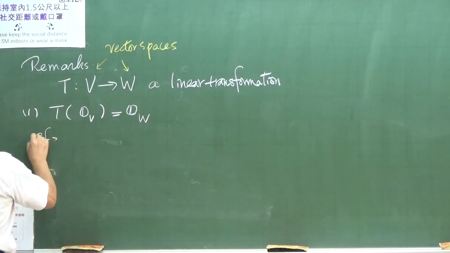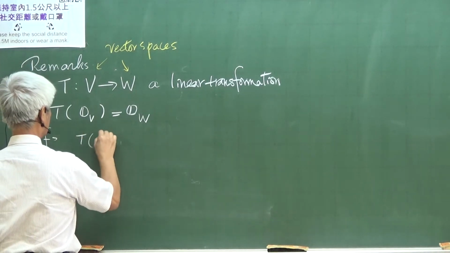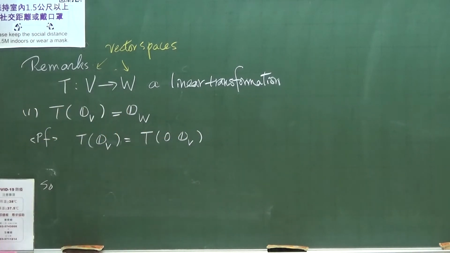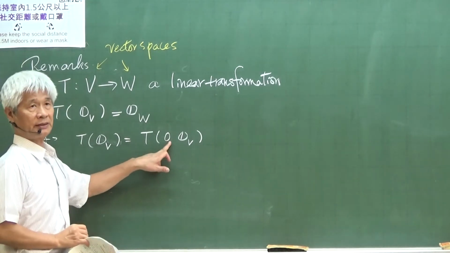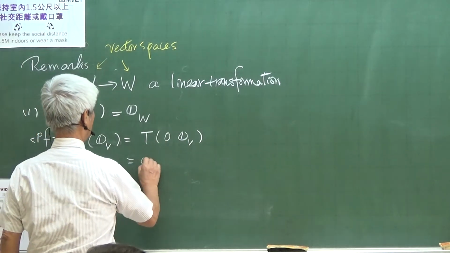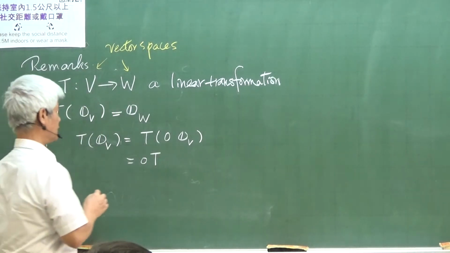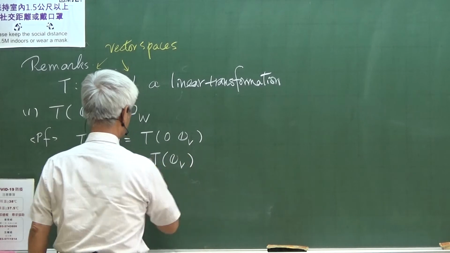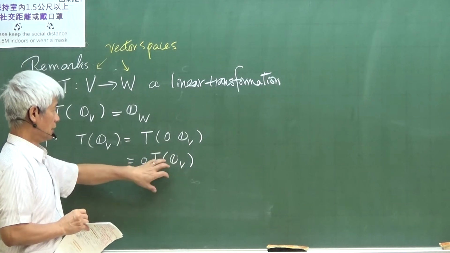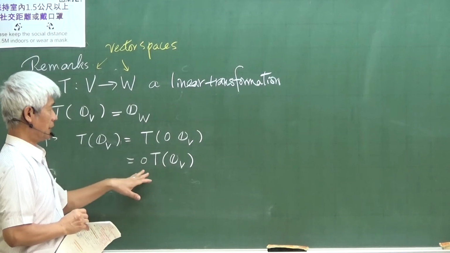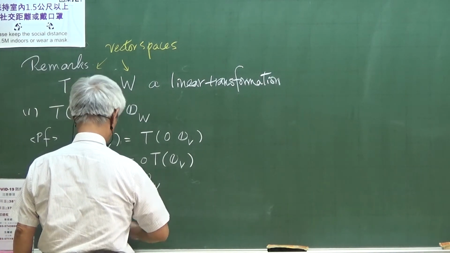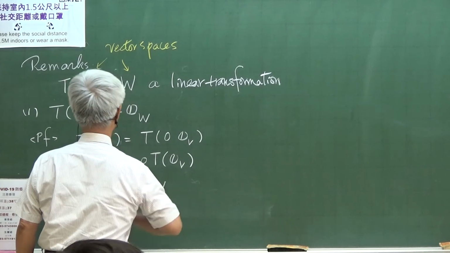Okay, and so the short proof is here. So the zero vector can be expressed as the scalar zero multiplied with the zero vector in V here, and by the linearity of the linear transformation T, that would be the zero times T of zero V. Now, no matter what T of zero V is, when you multiply with the scalar zero, then that would be zero W. Okay?